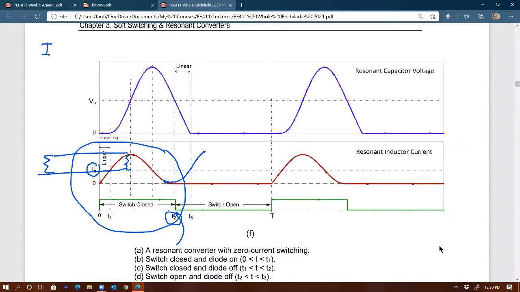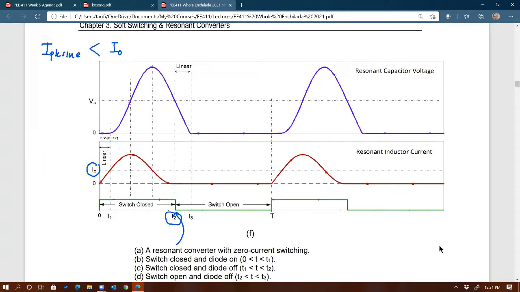If the peak of the sine wave is less than I out, then do you agree with me that the sine wave is going to bounce back and you would never ever achieve zero current switching? In fact, you're going to have a sustaining sine wave, right? If you do that. Do you agree with me on that one? Why does it bounce back under that condition? Well, because the peak is less than I out.